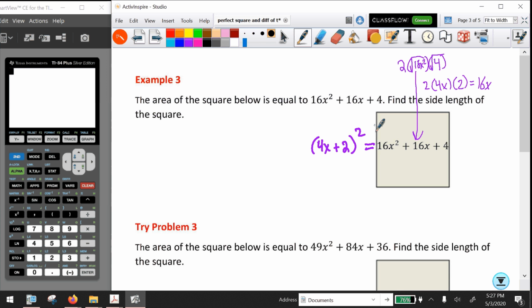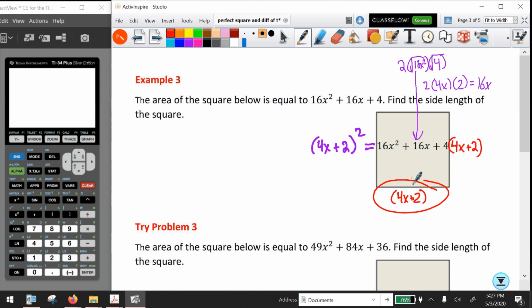If you remember how to find the area of a square, you simply take the length times the width. So that means the length is 4x plus 2, and the width is also 4x plus 2. And that's why the area is 4x plus 2 squared. So what is the edge length of the square? It's 4x plus 2. That's our answer.